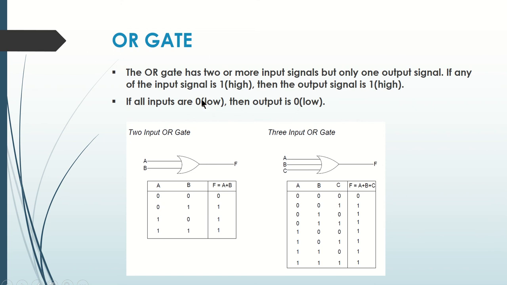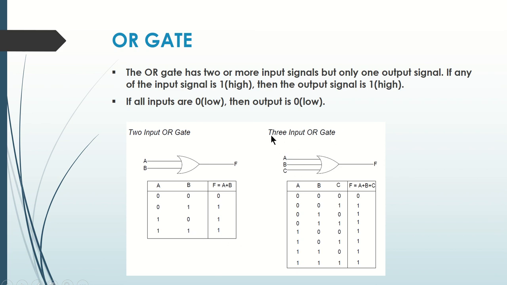How to represent the OR gate? This is your representation of a 2-input OR gate. A and B are the inputs, this is your OR gate symbol, and F is the output. How to draw the truth table? Here A and B are inputs, so there are 2 to the power of 2, that is 4 different combinations: 0 0, 0 1, 1 0, 1 1. Then F is equal to A plus B. So 0 plus 0 is 0, 0 plus 1 is 1, 1 plus 0 is 1, and 1 plus 1 is 1.